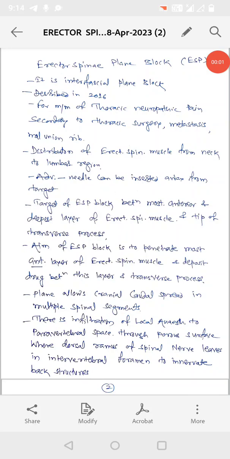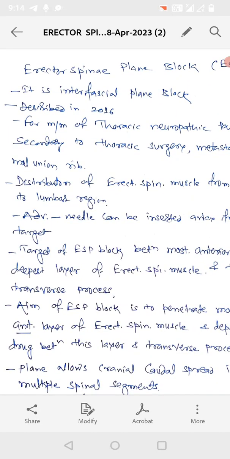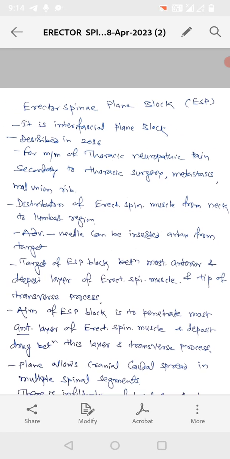Good morning students. Today we will discuss the erector spinae plane block, its anatomy and all the techniques. The erector spinae plane block is an interfascial plane block. It was first described in 2016.